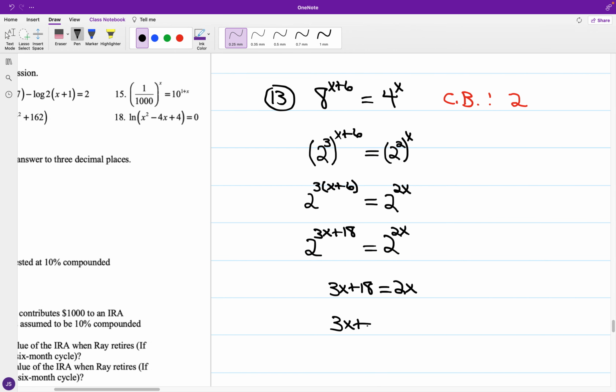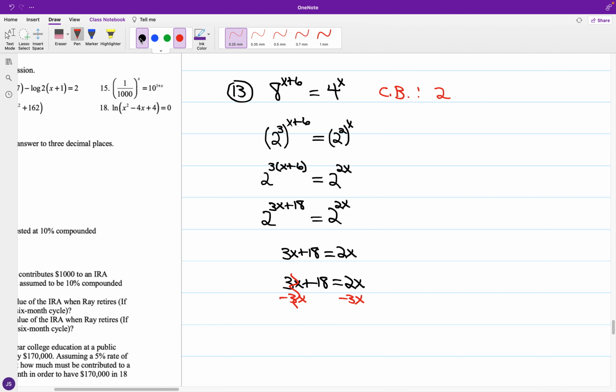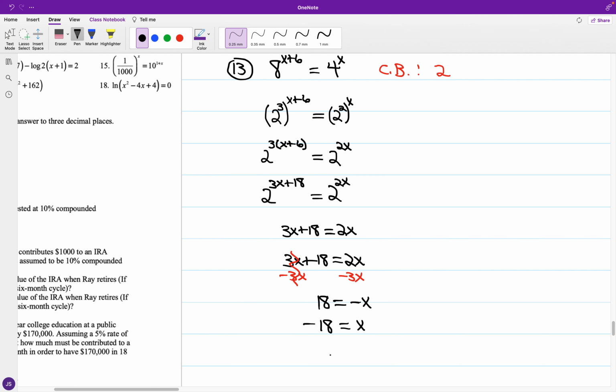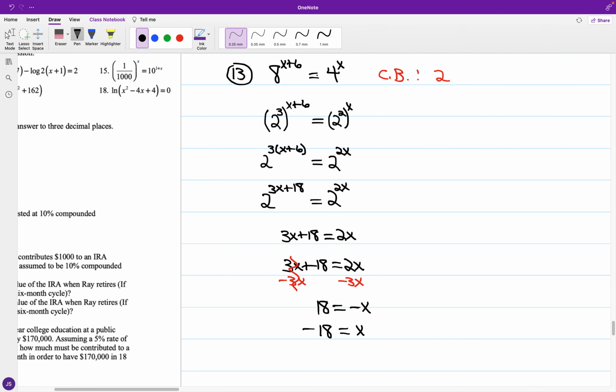So we have 2x by itself, and I can just move the 3x over to the other side. So we're going to have the 18 is equal to negative x, and if I just change the signs at both ends, it's negative 18 is equal to x. So the missing value x that will make this equation ring true will be negative 18.